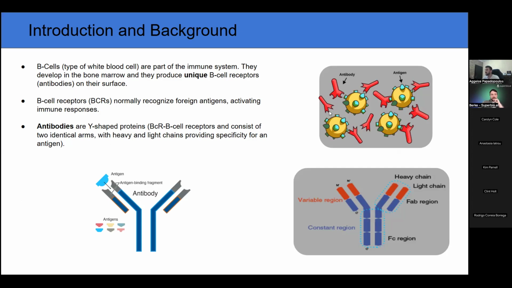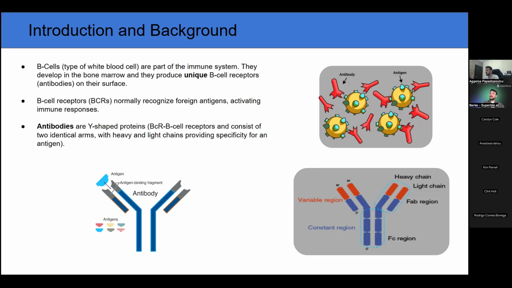They mature in the bone marrow and then produce antibodies. And the antibodies are these Y-shaped proteins that consist of two identical arms, and they consist of a heavy and a light chain. These antibodies bind to some foreign antigens like bacteria, and then they activate some immune response to cure these diseases.